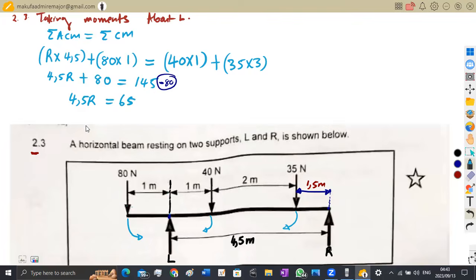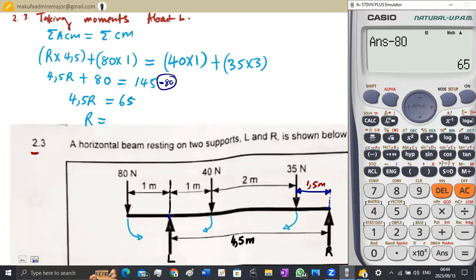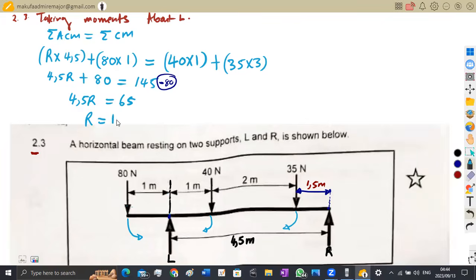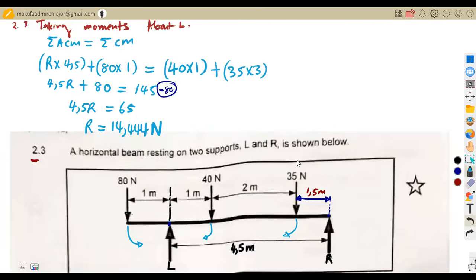So to find R, simply divide by 4,5 both sides. Since you are multiplying, you can simply divide by 4,5 both sides. That is going to give us 14,4444 and so on. To 3 decimal places, that is going to be 14,444. That other part is not going to change. Measured in what? In newtons. As we can see, the other part that we are given is given in newtons. If they were kilonewtons, then you have to express your answer in kilonewtons. But in this case, we are dealing with newtons.